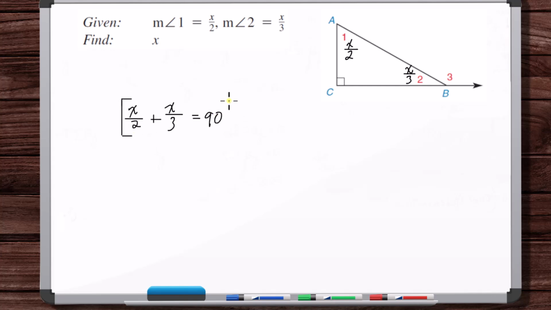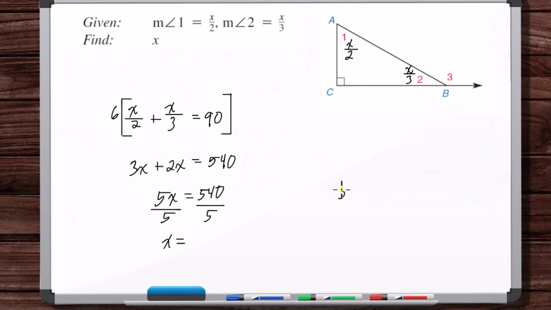Okay, so multiply this entire equation by 6. So 6 divided by 2 is 3. 6 divided by 3 is 2. 90 times 6, 9 times 6 is 54. Okay, 3x plus 2x is 5x. So x is equal to 540 divided by 5. 8 times 5 is 40. So 108 degrees.